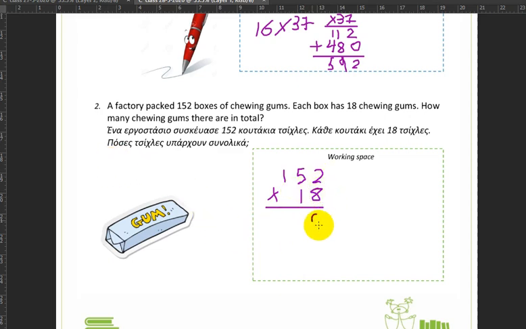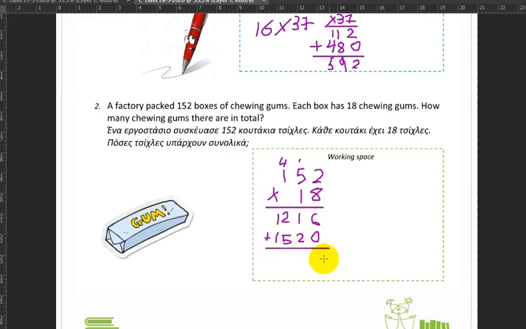8 times 2 makes 16, so I write 6 and carry 1. 8 times 5 makes 40, plus 1 that I carry over makes 41. 8 times 1 makes 8, plus 4 that I carried over makes 12. Put a 0 beneath the 1s, and then we say 1 times 2 is 2. 1 times 5 is 5. 1 times 1 is 1.